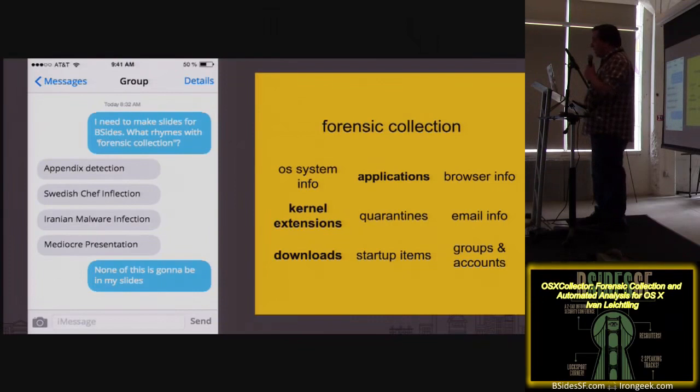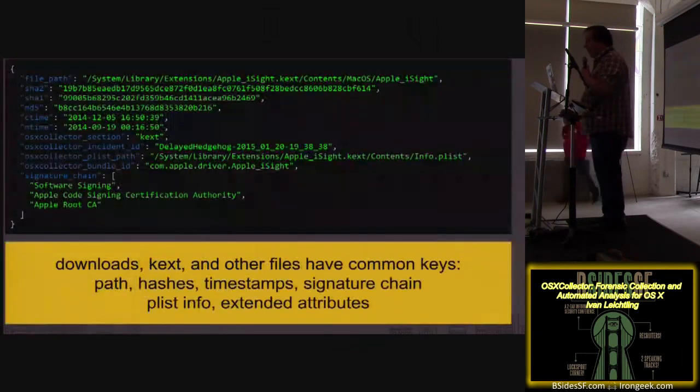So a common thing that we look at is different kinds of files: applications, kernel extensions, downloads. When you're trying to figure out how an infection happened, these are probably things you're going to be looking at. So back to our original example here of a kernel extension. We collect a bunch of stuff for all these files, right? We want to know the path of the file.